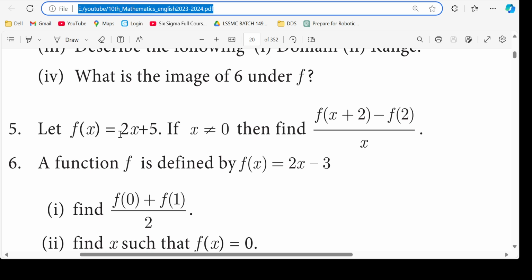Let f of x is equal to 2x plus 5. If x not equal to 0, then find f of x plus 2 minus f of 2 divided by x. This is the question. What is given? F of x is given, and we need to find this. Now we can see the solution.